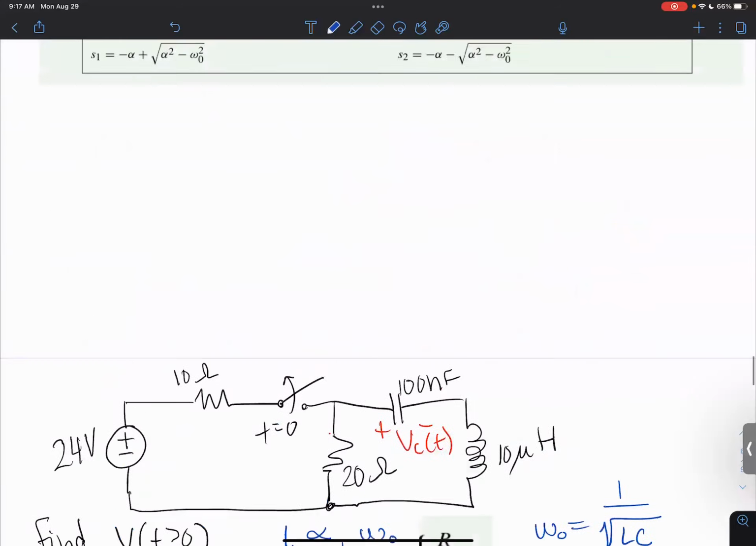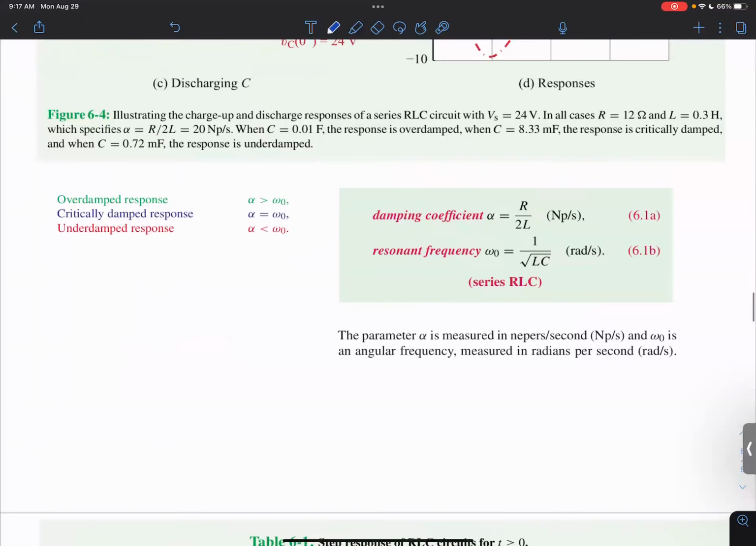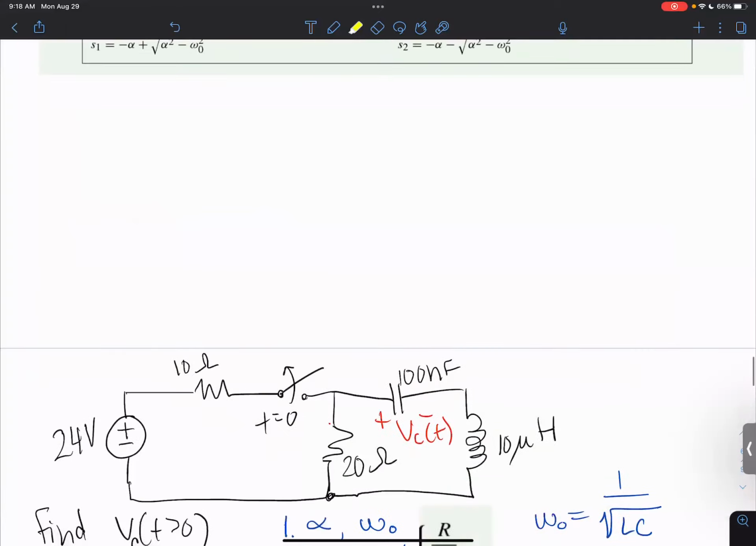And this is a new, I think I wrote it up here. It's called NEPERS, NP, Nepers per second. I know, a weird unit. So this is a new unit for you probably. So Nepers per second is the unit for that alpha. The omega naught is more common, which is radians per second, which you're probably more familiar with, and that's angular frequency. And so this is gonna be Nepers per second.